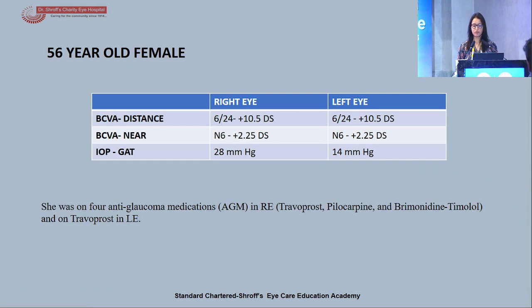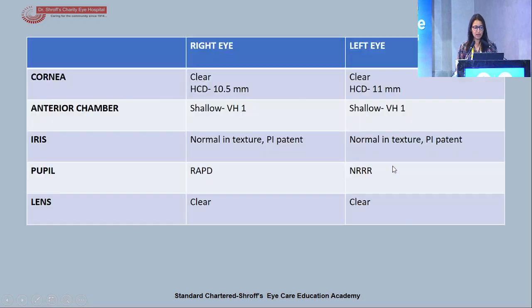A 56-year-old female presented with high hypermetropia with a vision of 6/24 in both eyes and a near vision of N6 with the normal presbyopic correction. Her IOP in the right eye was 28 millimeter mercury. She was already on 4 anti-glaucoma medications. In the left eye, on 1 anti-glaucoma medication, it was 14 millimeter mercury.